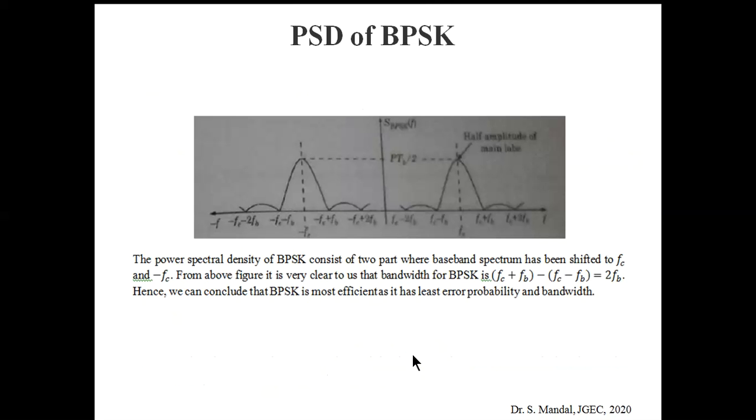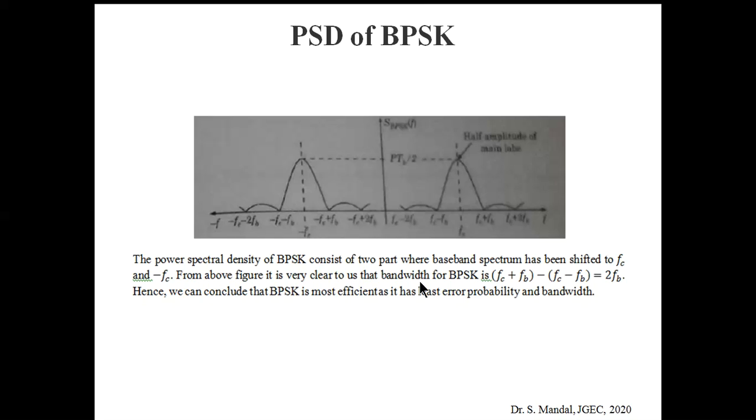Now coming to the PSD of BPSK. So here, if you observe the mathematical equation, there is b(t) into root Eb into root 2 by Tb into cos 2 pi fc term. For the presence of the cos 2 pi fc term, the total spectrum of the original baseband signal, or original initial binary bits, will be shifted to plus minus fc. So we can say that the PSD of BPSK consists of two parts, where the baseband spectrum has been shifted to plus fc and minus fc.